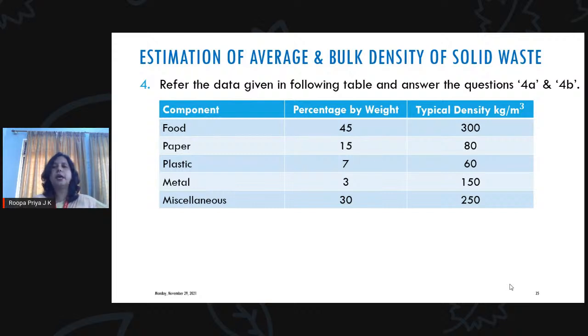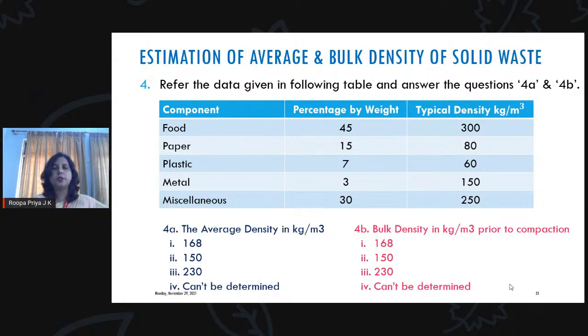The next question is to estimate the average and bulk density of solid waste. So this is the question given, and this has 2 subsections. One question is on the average solid waste, and the other one is the bulk density of the solid waste. So we have 2 questions. This is the exercise given in some of the books. So the components are food waste, paper, plastic, and metal. The percentage by weight is given, and the typical density is also mentioned in this question. 4A is a question on what could be the average density of this solid waste components in kg per meter cube. And the second question is what could be the bulk density in kg per meter cube prior to the compaction of the solid waste.